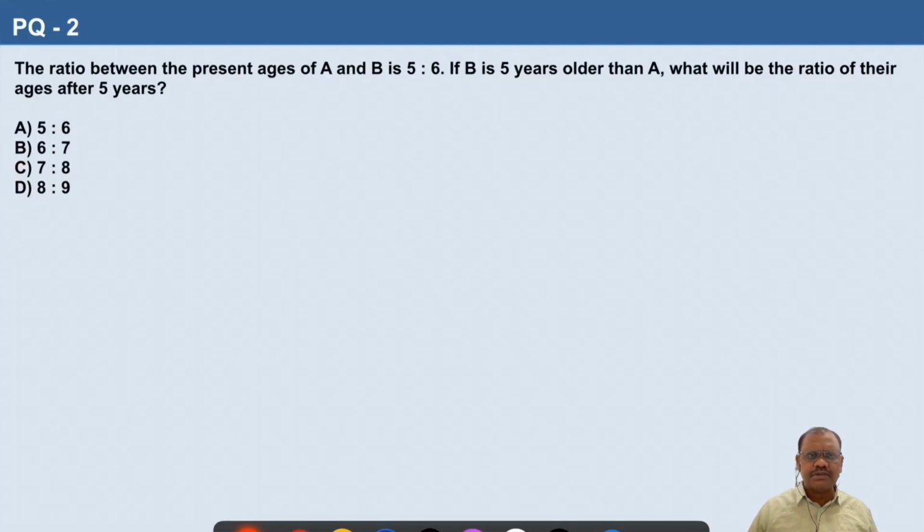Question number 2. The ratio between the present ages of A and B is 5:6. Same, A and B we can assume as 5x and 6x. If B is 5 years older than A, that means B is equal to A plus 5.